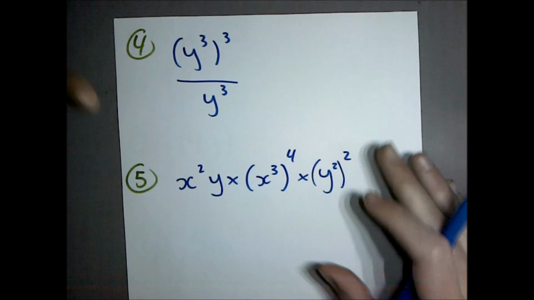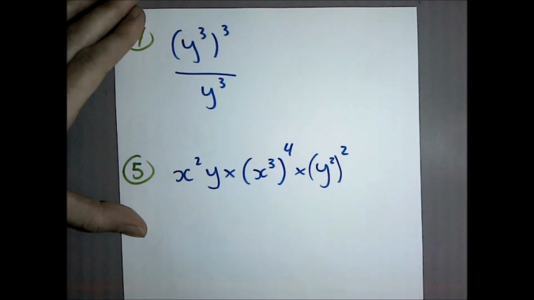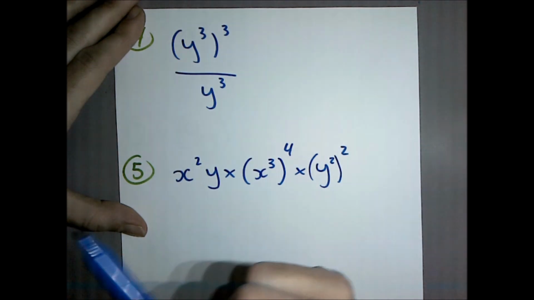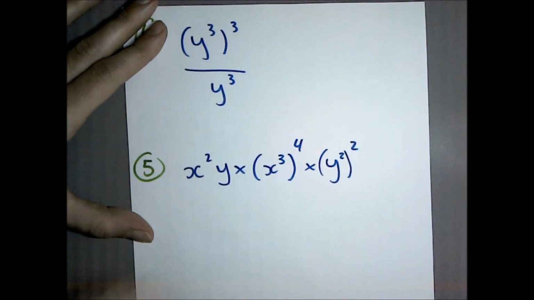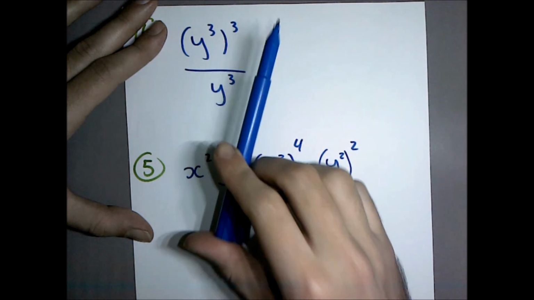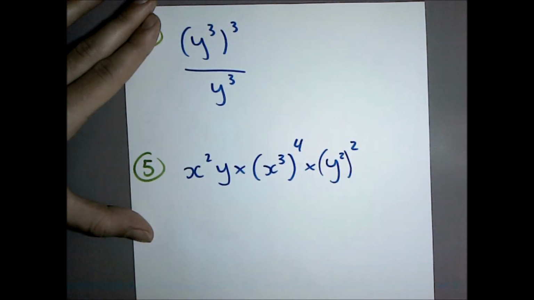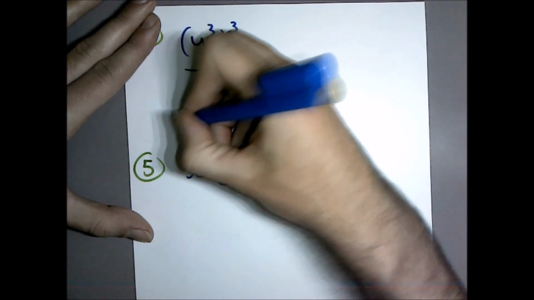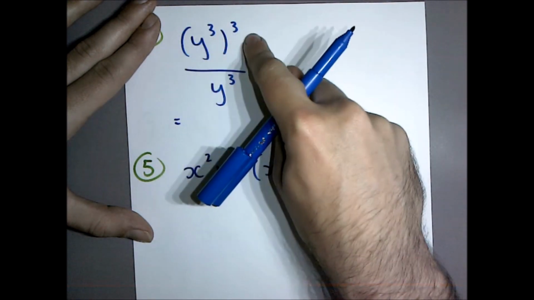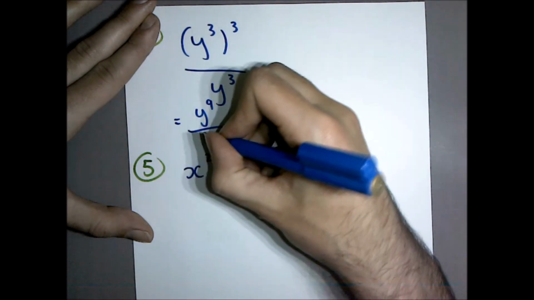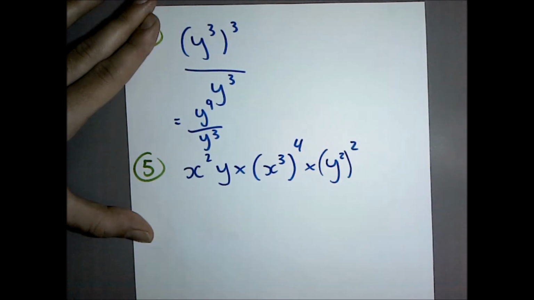Now sometimes you might have to incorporate some of the other rules. For this one we're going to have to use index law 2, which is a subtraction one when you have a division. So first of all, same as the last one, I normally deal with the brackets to the power first, just because of your general BOMDAS rule. So that's going to end up becoming y to the power of 3 to the power of 3, which is y to the 9 if you multiply it together, divided by y to the 3.